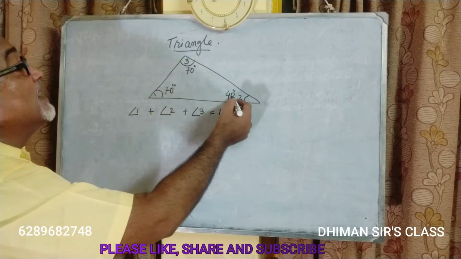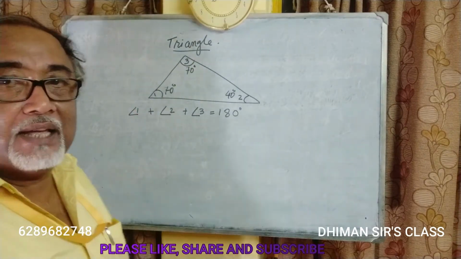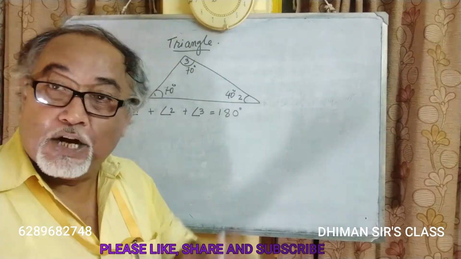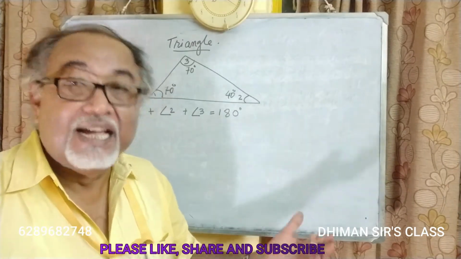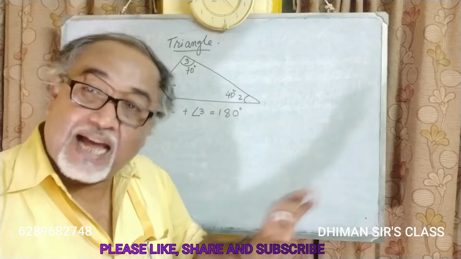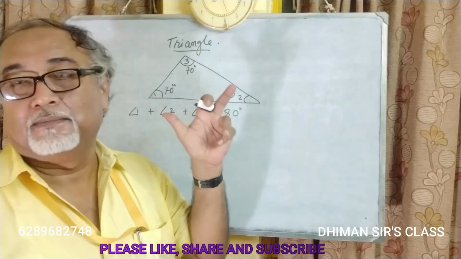70 plus 40, 110 plus 70, 180. The total has to be 180 always. It has to be exactly 180, neither less than nor more than 180. It means it should not be 179 or 181. It has to be exactly 180.